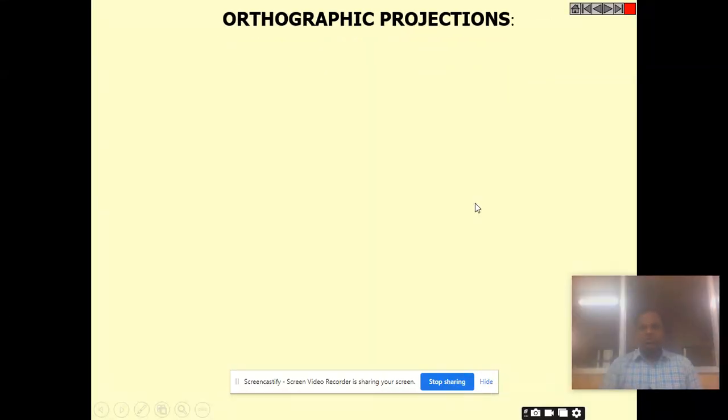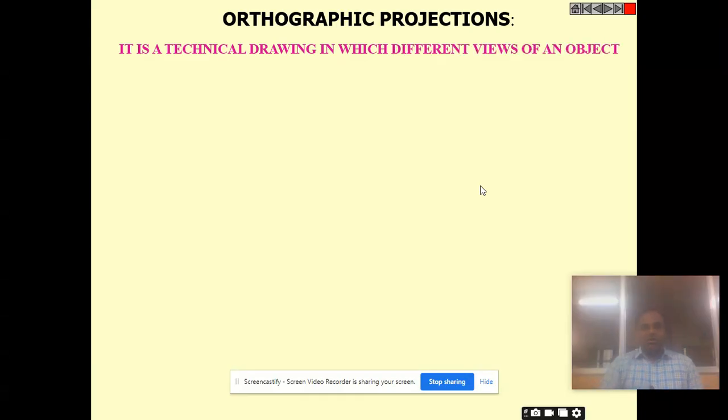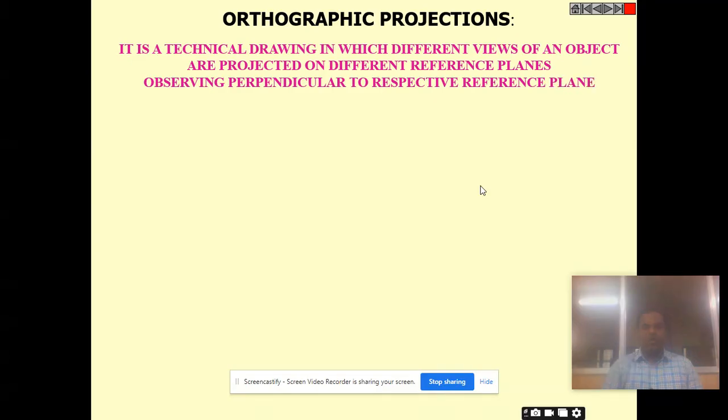Today we are going to study orthographic projections. What is orthographic projection? So basically, you can see on the screen, it is a technical drawing in which different views of an object are projected on the different reference planes, observing perpendicular to the reference planes.